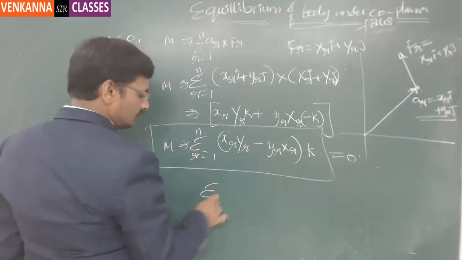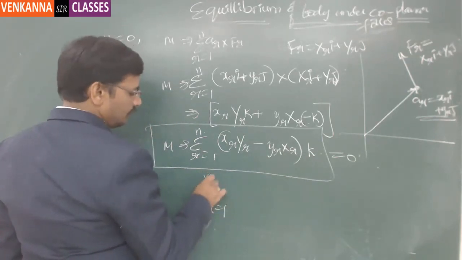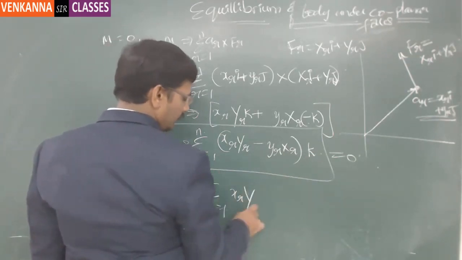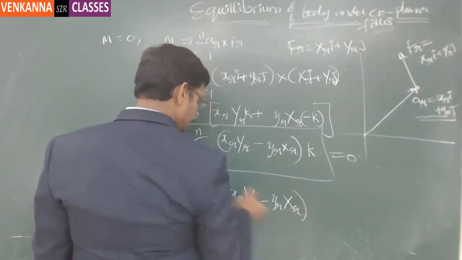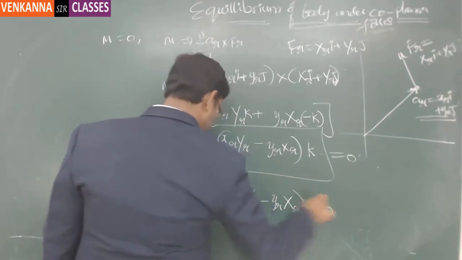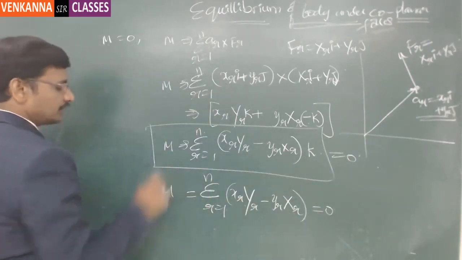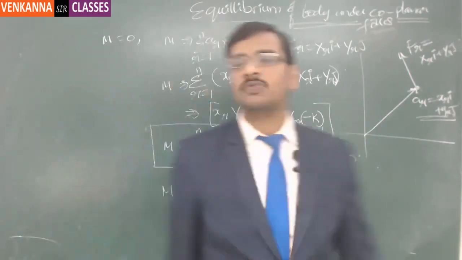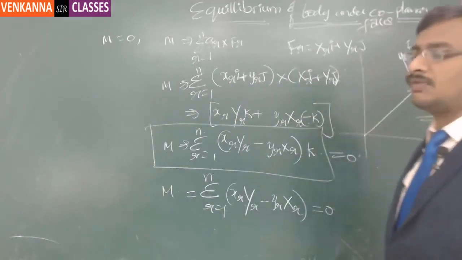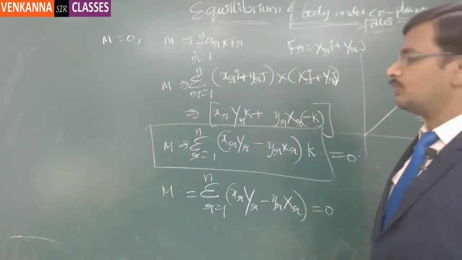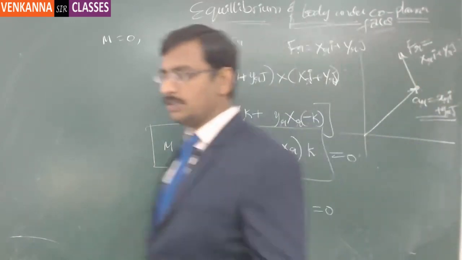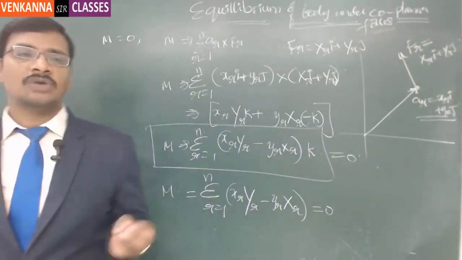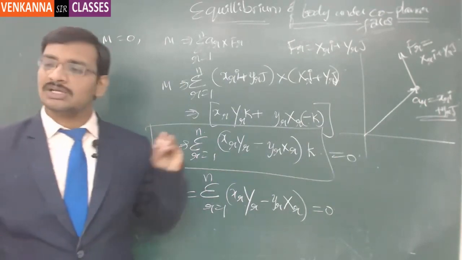So sigma r equal to 1 to n of (xr into yr minus yr into xr) is equal to 0 is the necessary and sufficient condition for the system of coplanar forces to be under equilibrium. So only two things we are verifying: the sum of all the forces has to be equal to 0, and the moments contributed by all the forces together has to be equal to 0.